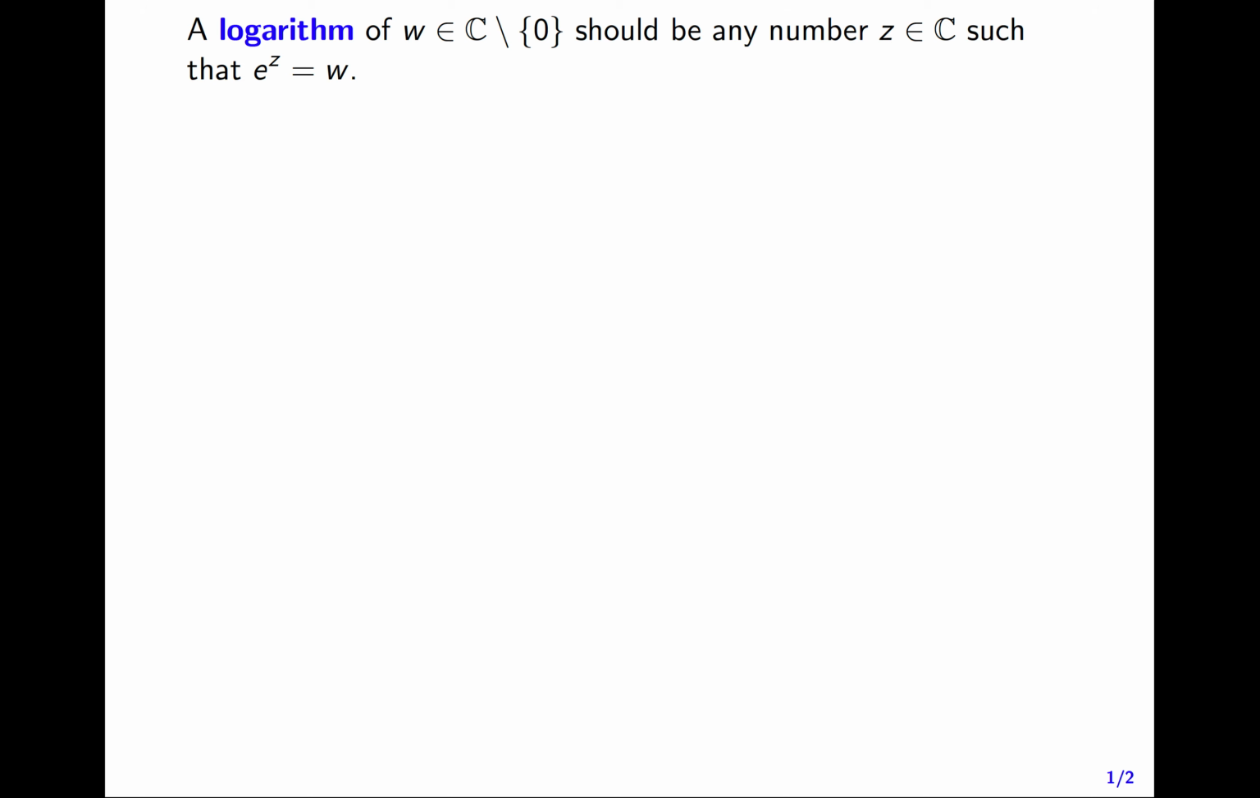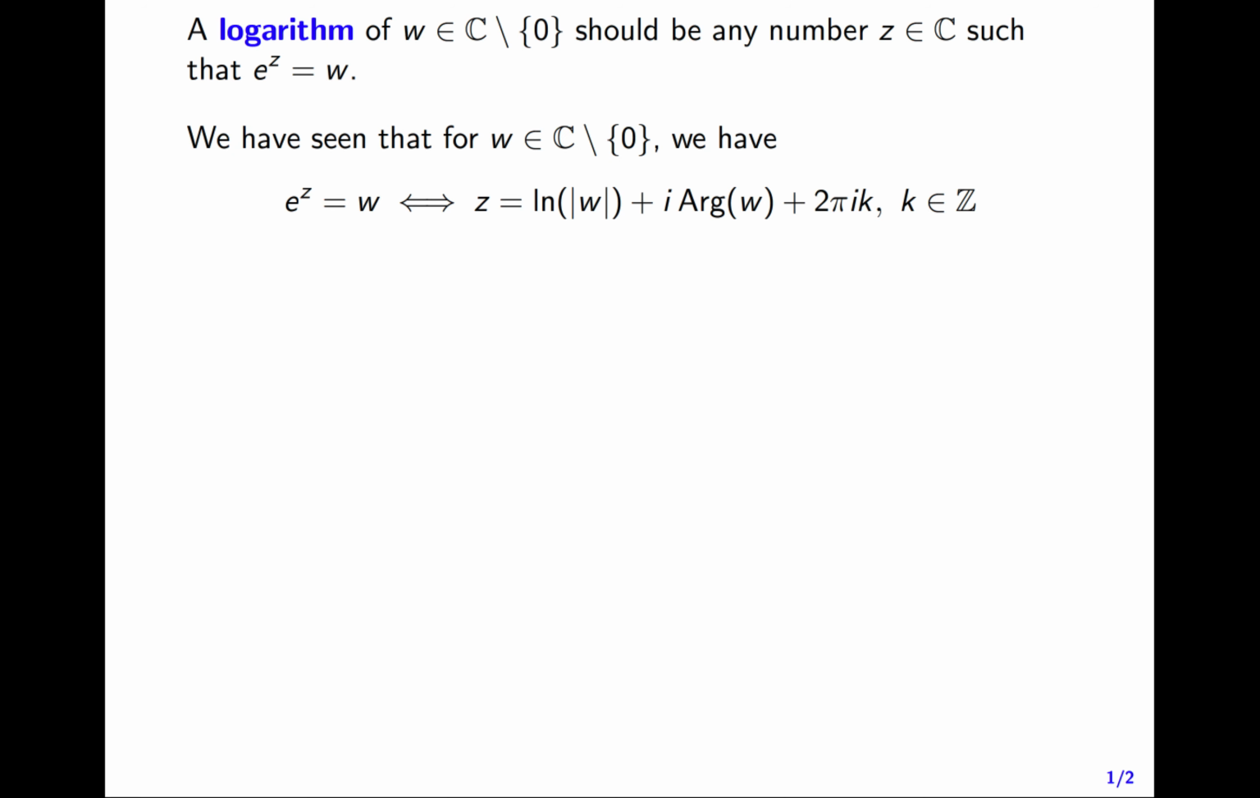From our experience with real-valued functions, a logarithm of a non-zero complex number w should be any complex number z such that e to the z equals w. And we've seen something that does this in a previous video.